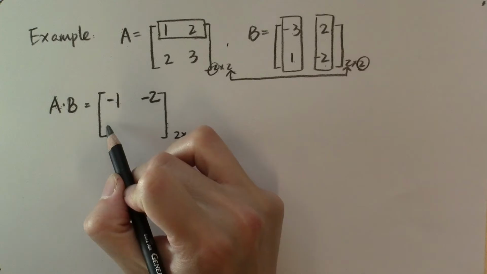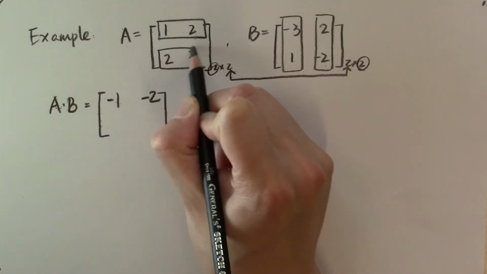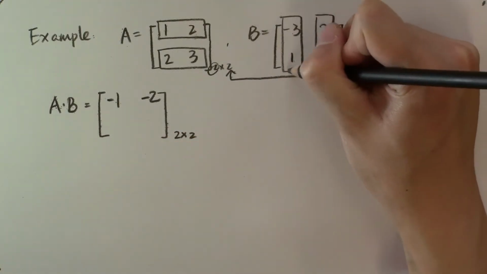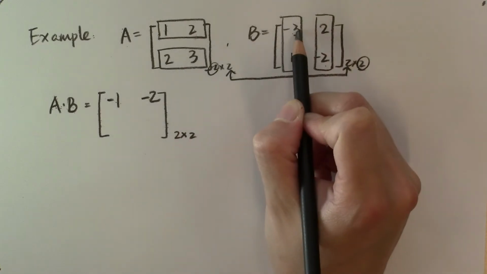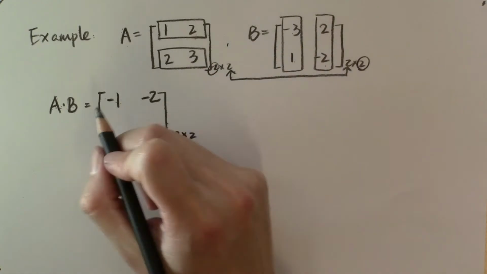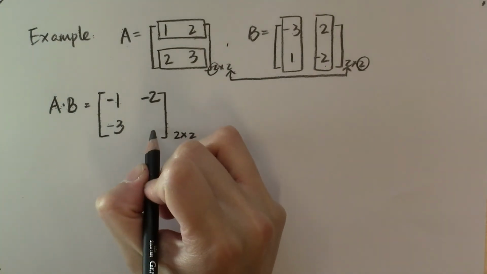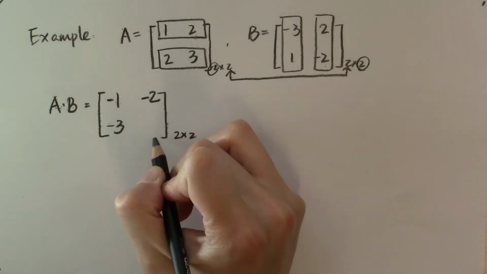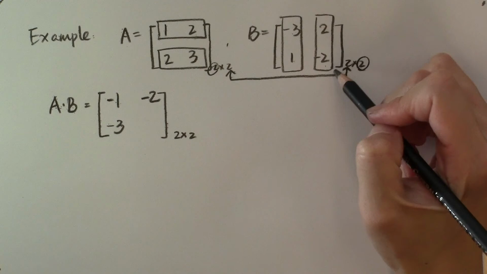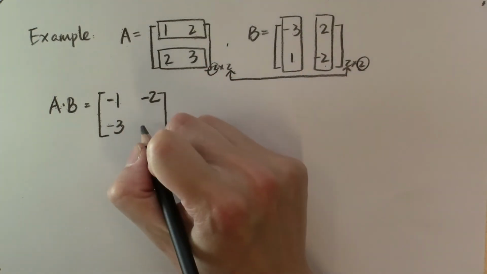And then the element on the second row and first column is going to be the scalar product of the second row of A and the first column of B. So it's 2 times -3 plus 3 times 1, which is -6 plus 3, which is -3. And the last element, the element on the second row and second column, is going to be the scalar product of the second row and the second column, which is 4 minus 6, which is -2.